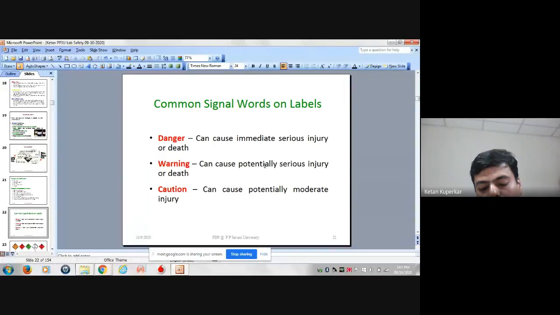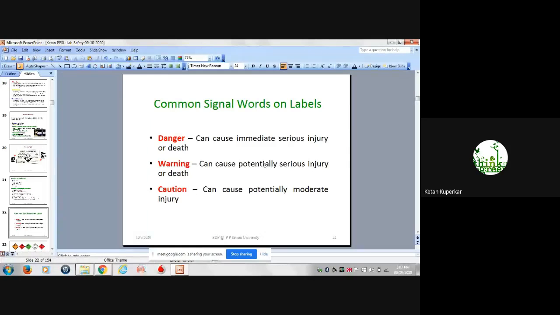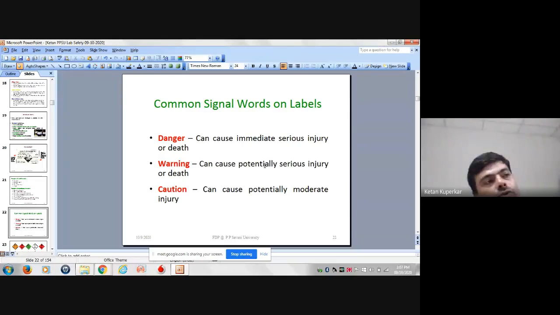But most of the chemicals come up with a caution sign, with the potential to cause moderate injury. But yes, in an extreme case, they do not lead to death in most of the cases. So caution, I will not use the word that caution is safe, but yes, you need to take precautions in all three kinds of labels when you deal with chemicals.